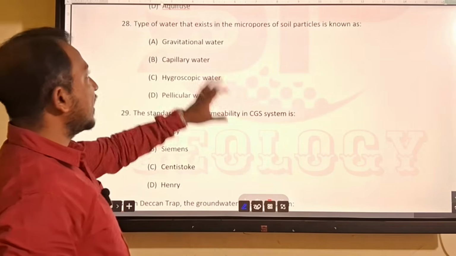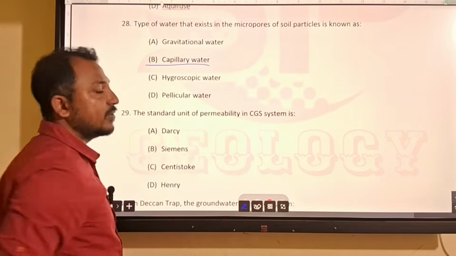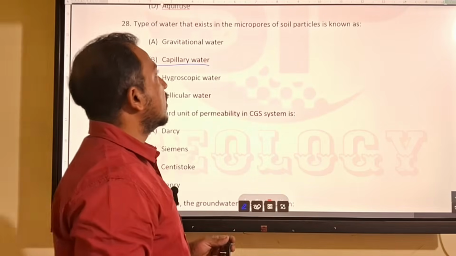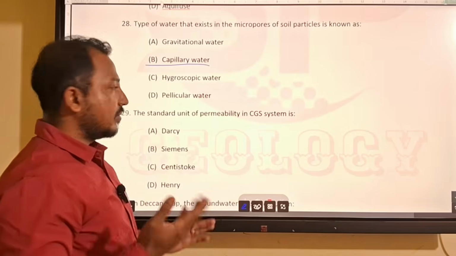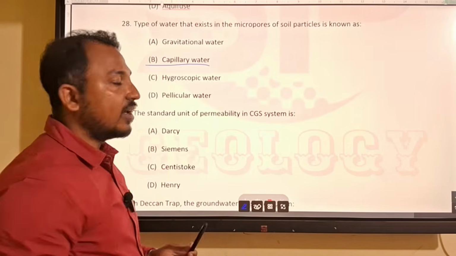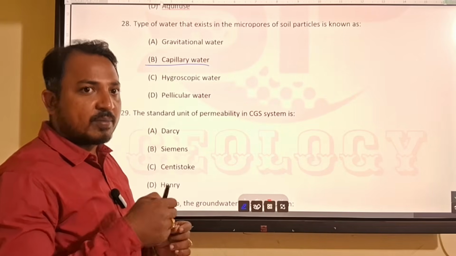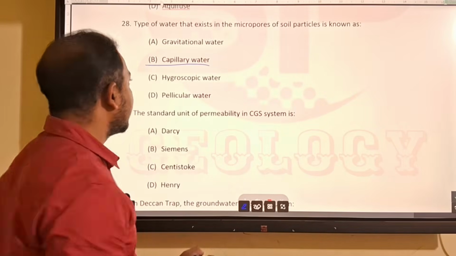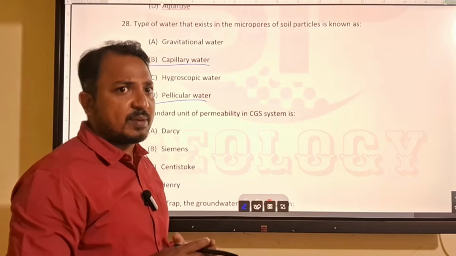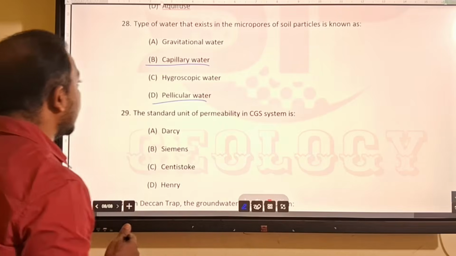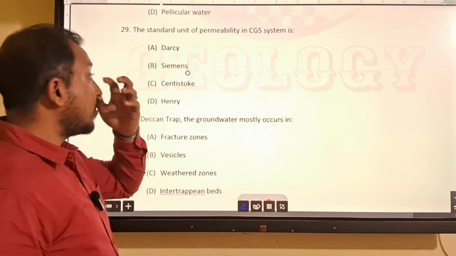Then the type of water that exists in the micropores of soil particles, as we have discussed, is called capillary water, present within the pore spaces or micropores of the soil particles. Then gravitational water, already discussed, is water that drains with the help of gravity. Then hygroscopic water is a thin film or moisture around the soil particle. Then pellicular water is similar to connate water, within the sedimentary strata.